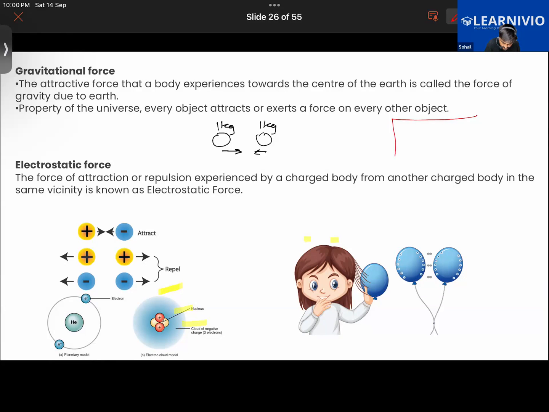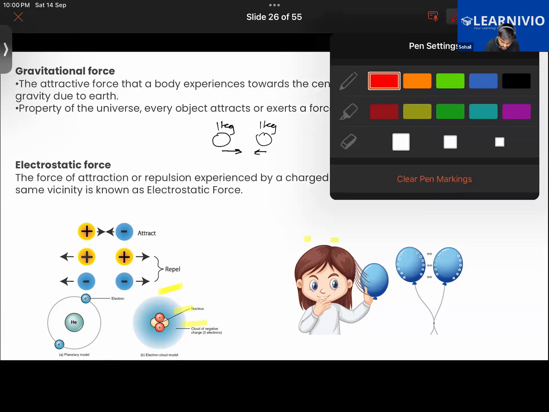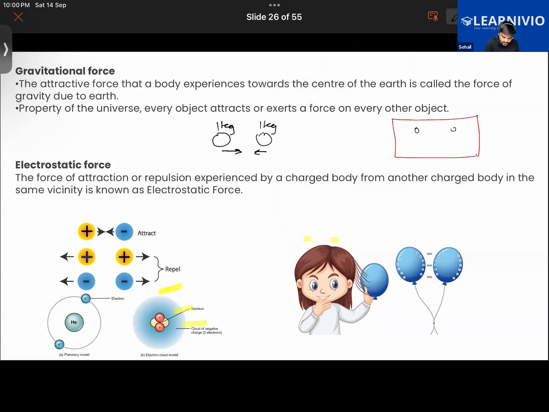So say that on a table, let us say that there are different objects. All these objects would be pulling each other, attracting each other with a force of attraction. But we don't get to see any of them attract each other. We don't get to see that object A moves towards B or B moves towards C.